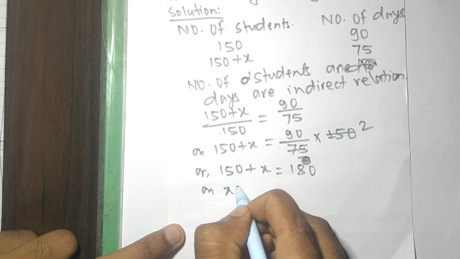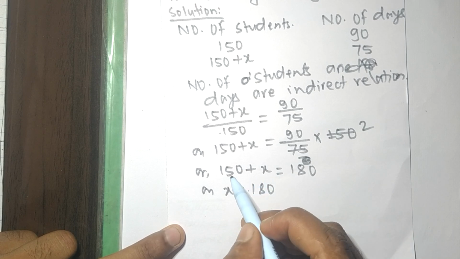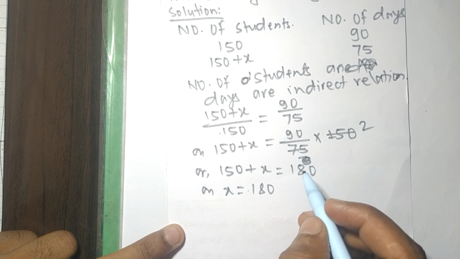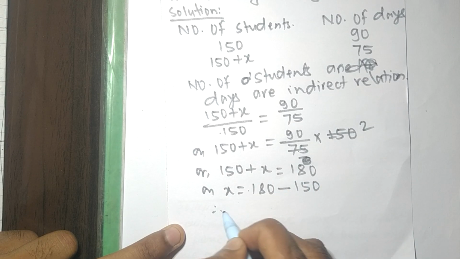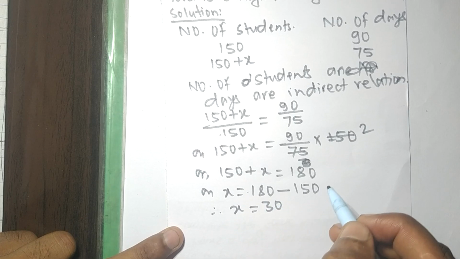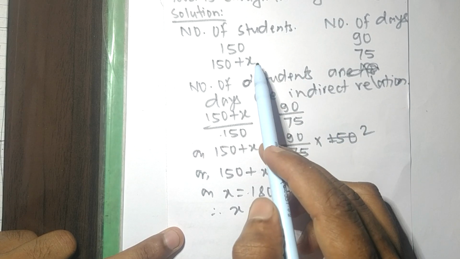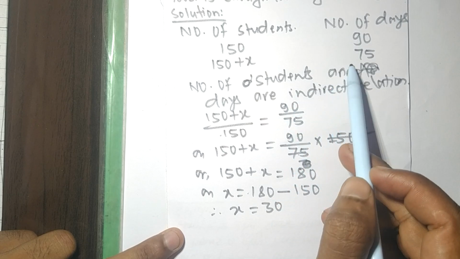So x is equal to this 180, this 150 in plus, move to the opposite side, it becomes minus. So x is equal to 30. So the number of students that should be added is 30 so that the food is enough for only 75 days.